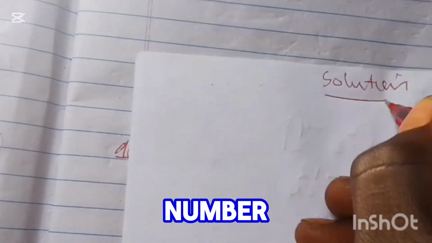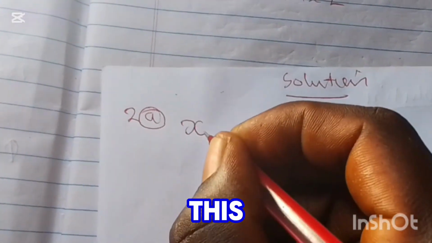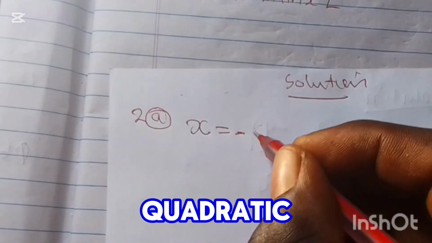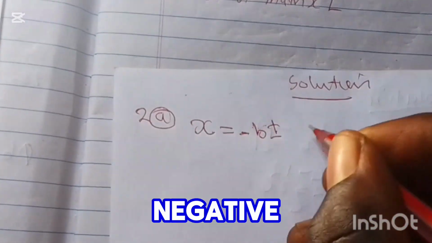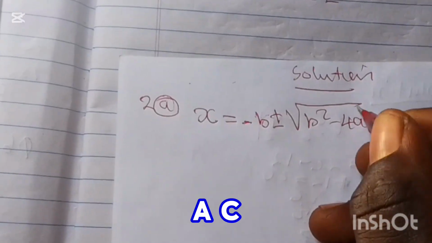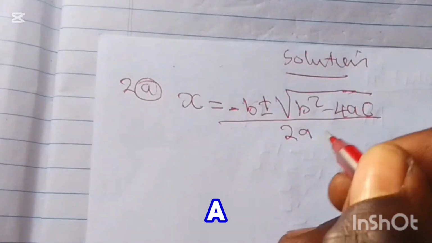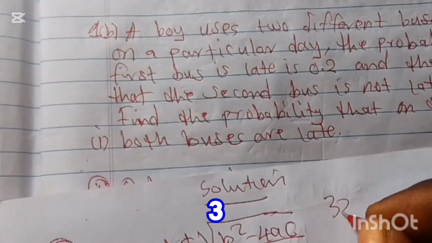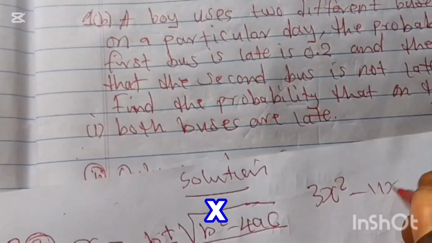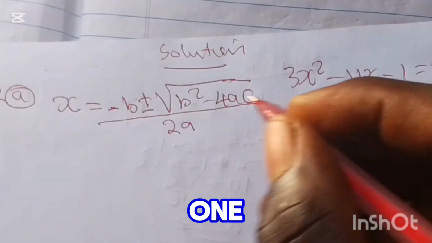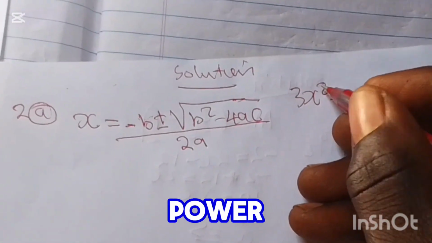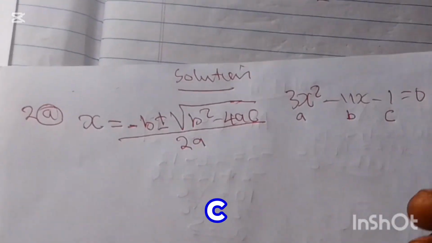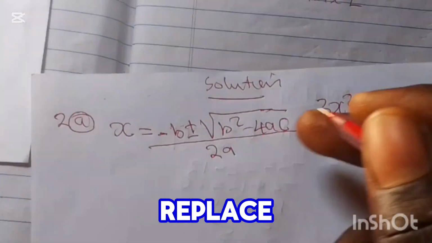We need to write first the formula that we are going to use to calculate this question. You can either use completing the square method or the quadratic formula. We are going to use the quadratic formula: x equals negative b plus or minus the square root of b squared minus 4ac, divided by 2a. We have been given 3x squared minus 11x minus 1 is equal to 0. First we identify which one is a, b and c. The one with the power is a, the one with only x is b, and the one with no x, the constant value, is c. The equation is equal to 0. So we are going to replace these numbers in the formula.